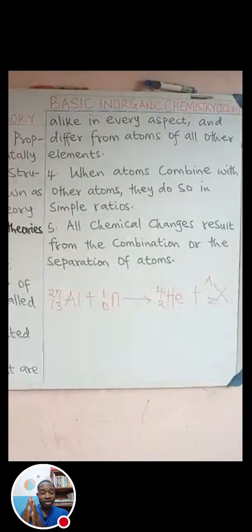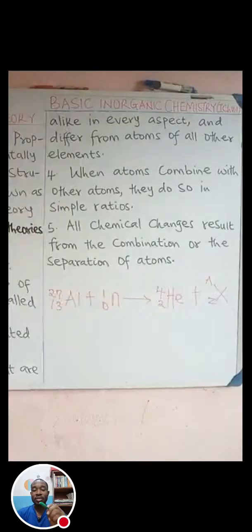You are balancing the masses. On the left-hand side, the mass number is 27 plus 1, equal to the right-hand side, 4 plus A. Now if you solve for that A, you get 28 minus 4, which of course gives you 24. So the new atom formed, X there, has mass number A equal to 24.